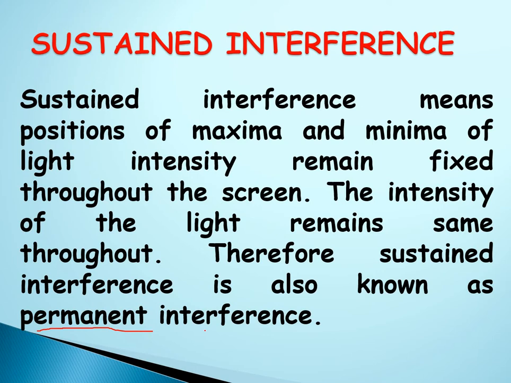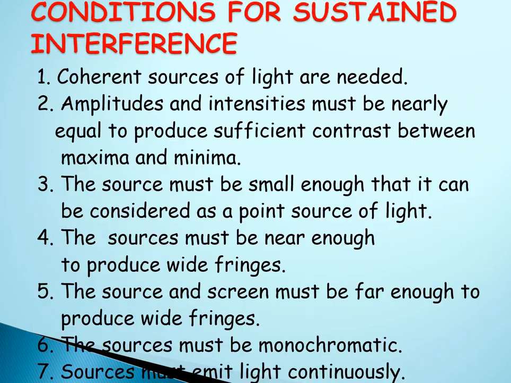You can just guess with your common sense. If the pattern formed on the screen has to remain like that permanently, what should be the condition? All the conditions which are applicable for normal interference should be obeyed. Plus, if it has to remain like that, the same coherent source should be continuously emitting light waves. So I have listed out all the conditions. So many conditions are there which you already know, nothing is new.